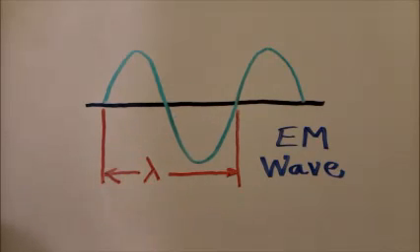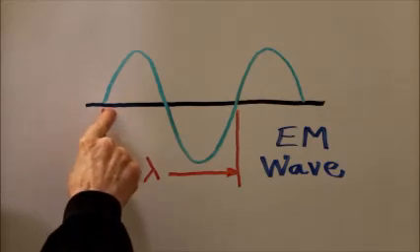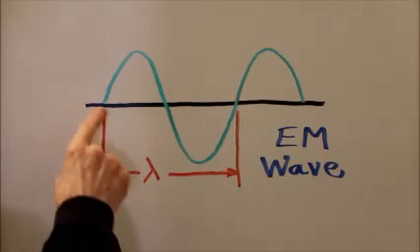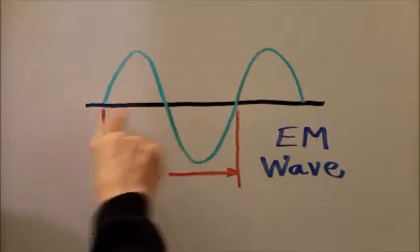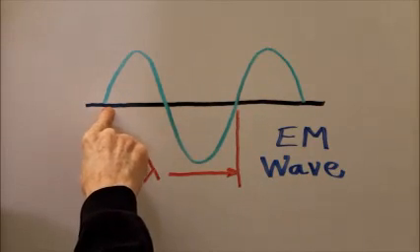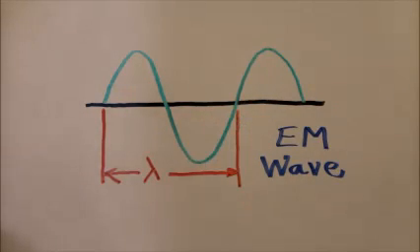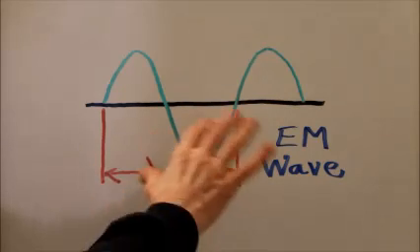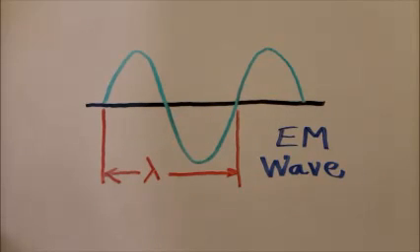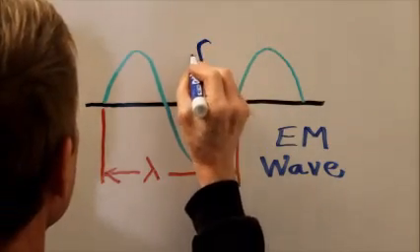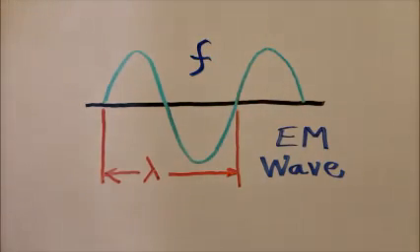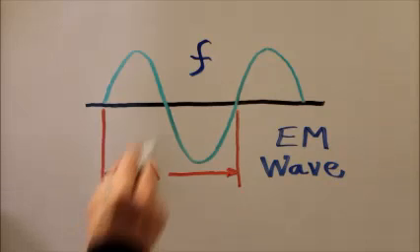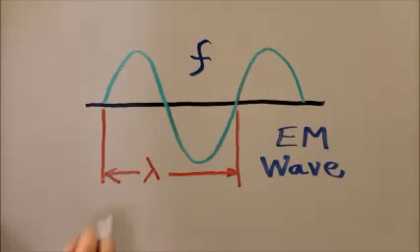Lambda, the lowercase Greek letter lambda, represents the wavelength, the distance in space in a straight line from a point on the wave to the same point on the next cycle or the next iteration of that wave. We have the frequency and we have the wavelength. If we increase the frequency, we decrease the wavelength.